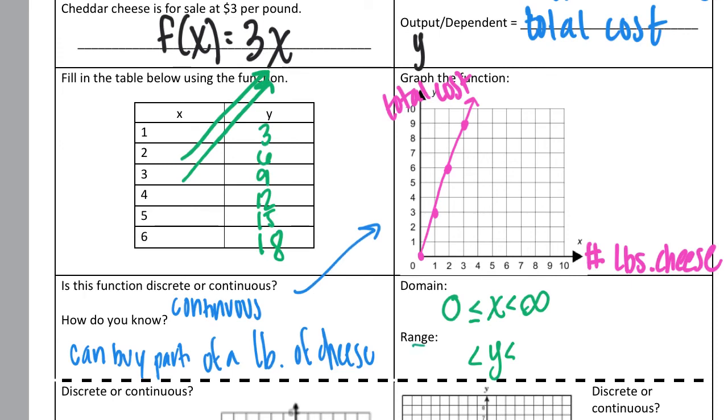So if you need to look back up at the graph up here, the range, our y values, the lowest cost is going to be 0, inclusive. And then as you buy more and more cheese, it's going to go up and up and up toward infinity.